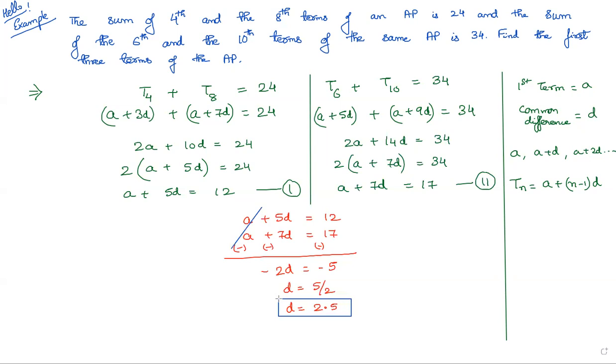But, oh no, this is not the answer. The question is that you'll have to find out the first 3 terms of the AP. So in order to find out the first 3 terms of an AP, I'm just drawing a line so that it's easier. So the first term is A. Once you find this out, also please substitute this D in one of the equations and then find out A as well.